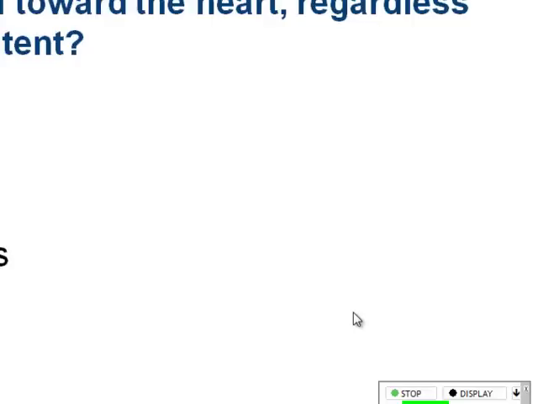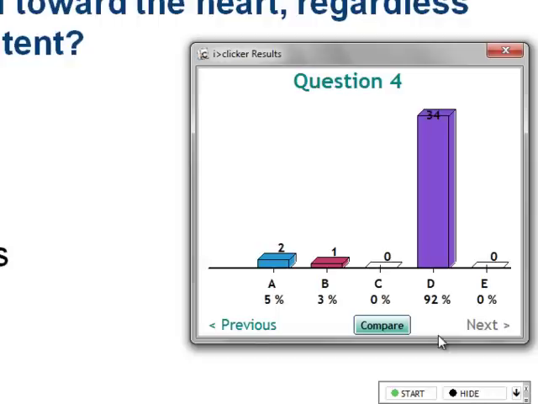Five, 4, 3, 2. Ooh, a 37 now. Yeah, check your batteries. Make sure the light's going on when you click. What's the answer? The answer is D.